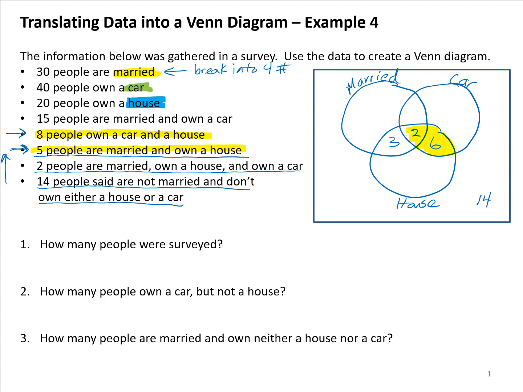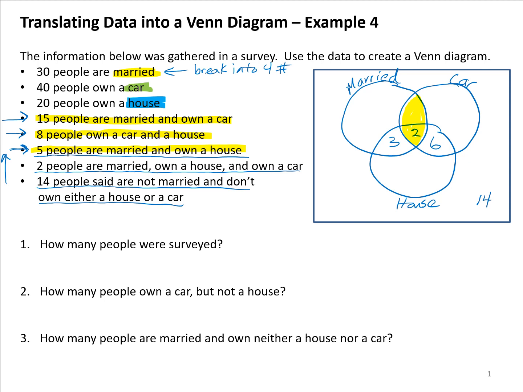So 2 plus 6 gives us 8 people owning both a car and a house. So we continue to use this information and tease apart the data. Next one up, we have 15 people who are married and own a car. So once again, I'll highlight that. If we're married and own a car, we're in this region. Once again, we know 2 people are married, own a car, and have a house.